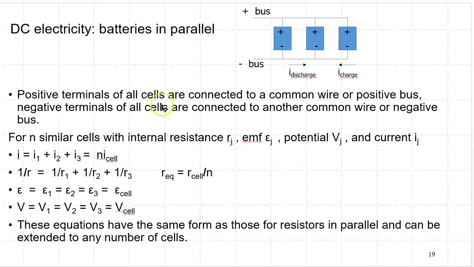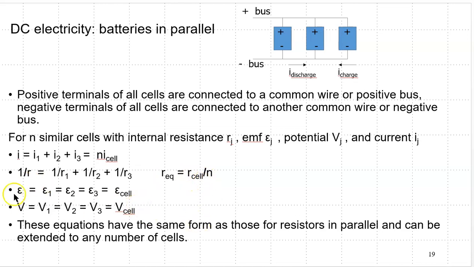For n similar cells with internal resistance Rj, EMF Ej, potential Vj, and current Ij, currents add in parallel. So I equals I1 plus I2 plus I3, which will equal n times I of one cell, they're all the same. Resistances go as 1 over in parallel. So 1 over R equivalent is going to be 1 over R1 plus 1 over R2 plus 1 over R3. Or if they're all the same, R equivalent is going to be R cell divided by n.